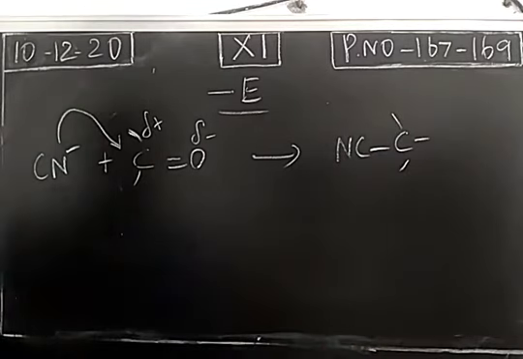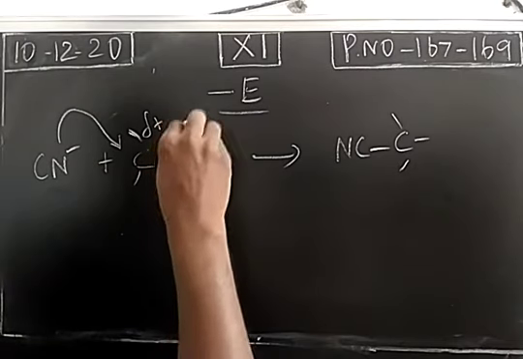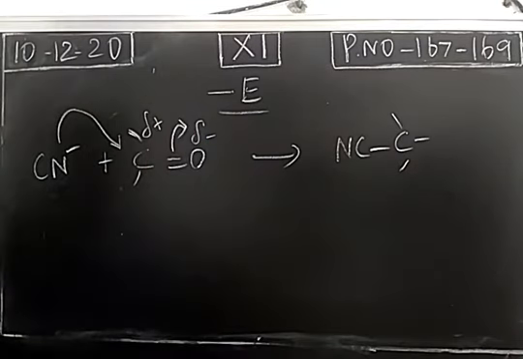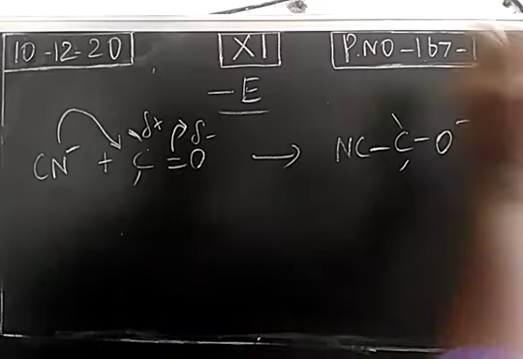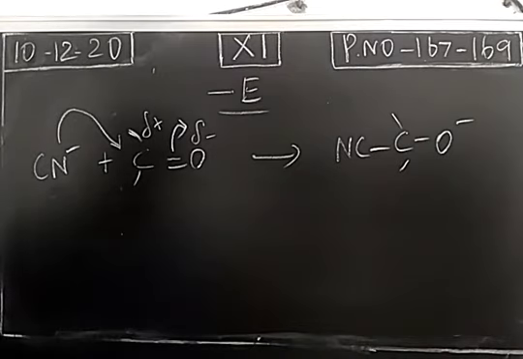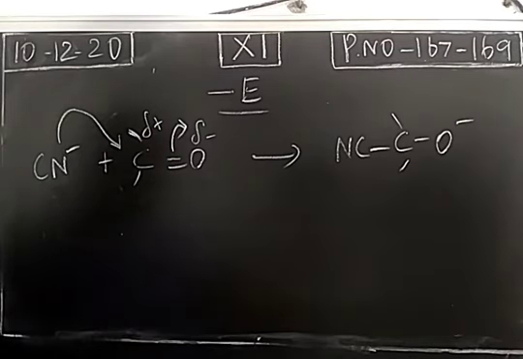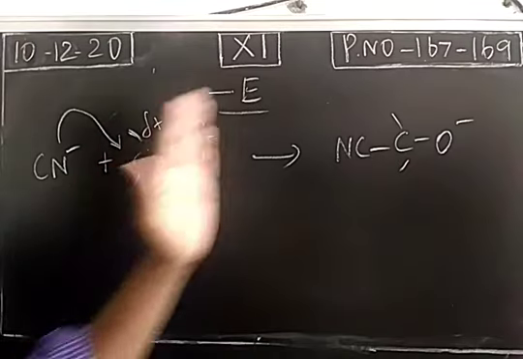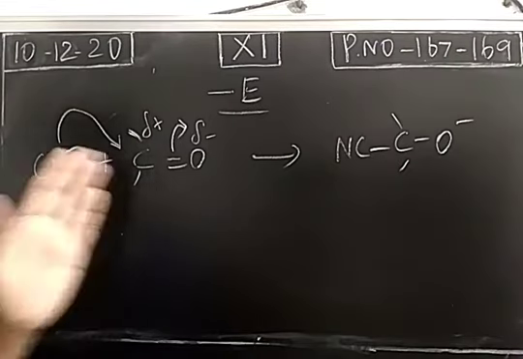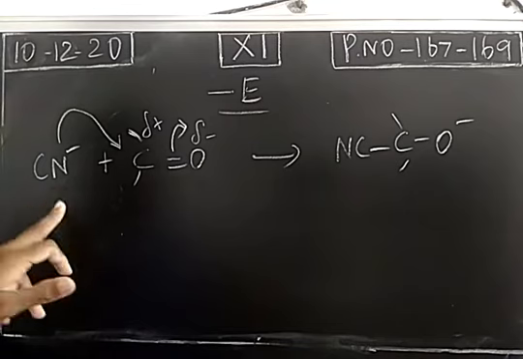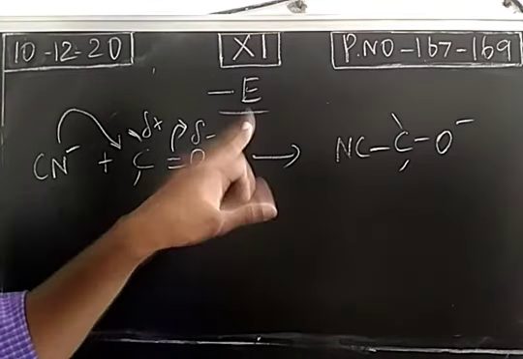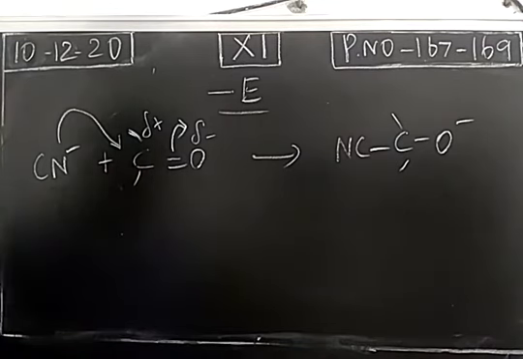When there is a formation of covalent bond, this pi electron will be completely shifted over oxygen. So oxygen gets negative charge. This electron displacement in the presence of a nucleophile is called the minus E effect. Here pi electrons are transferred away from the attacking reagent. Pi electrons are moving away from the attacking reagent, the nucleophile. So this electromeric effect is called minus E effect.